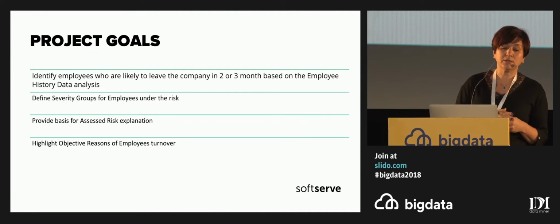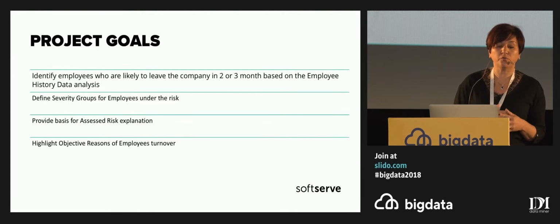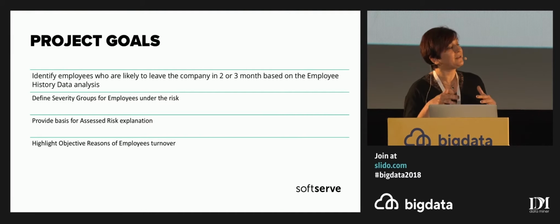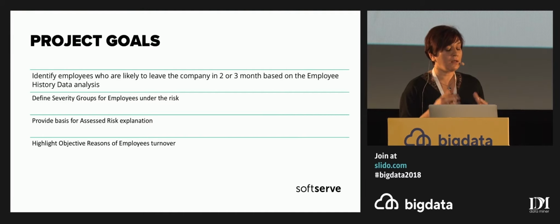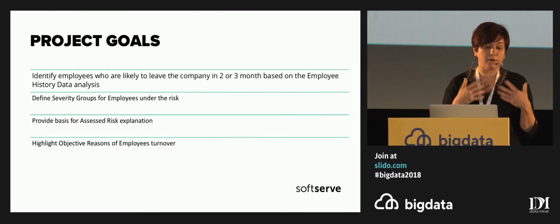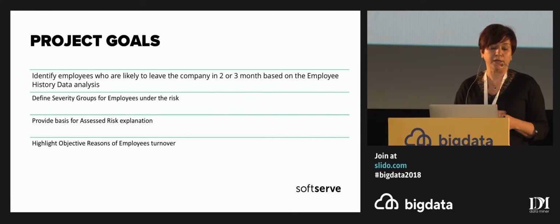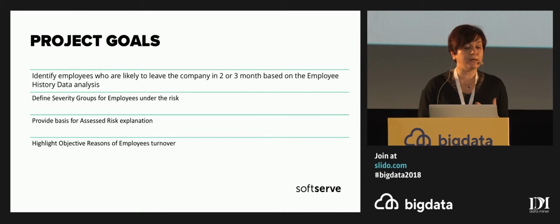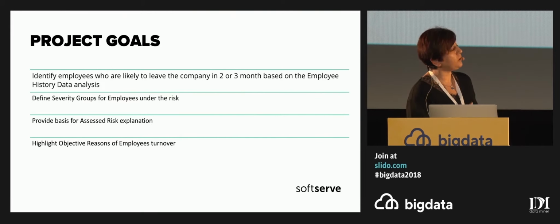Next one, it's a definition of severity groups for employees that are at risk. Next one, providing a basis for the assessment of risk, for assessed risk explanation. And finally, highlighting objective reasons of employee turnover.